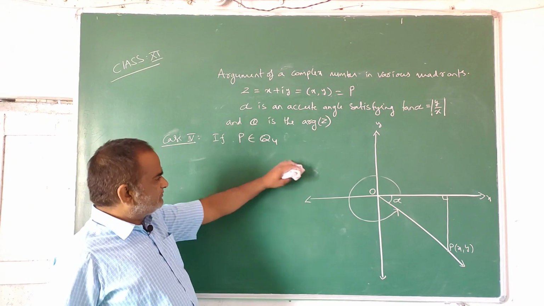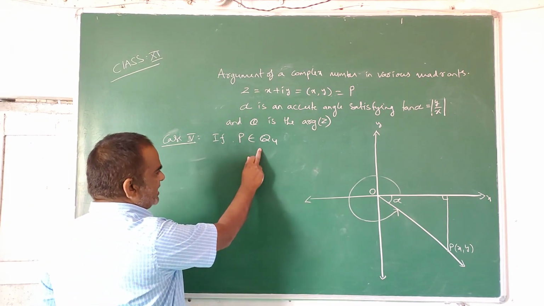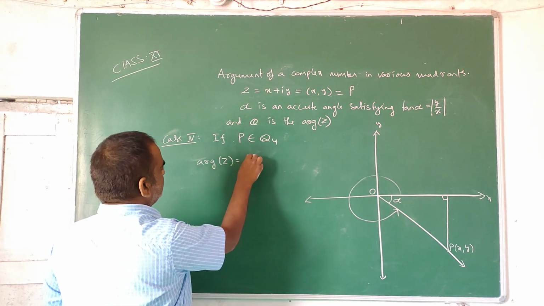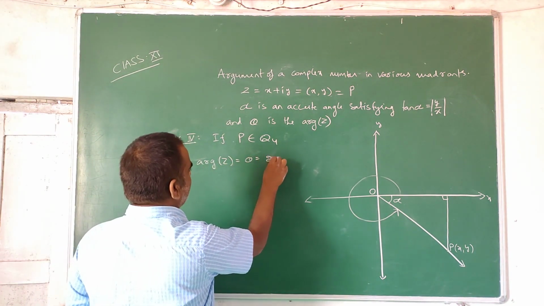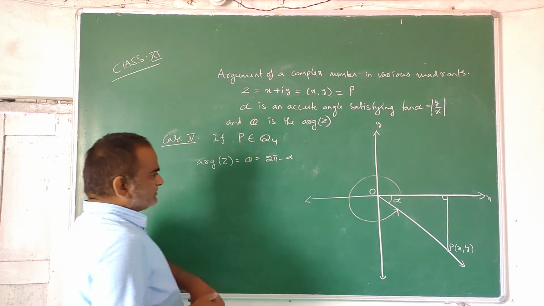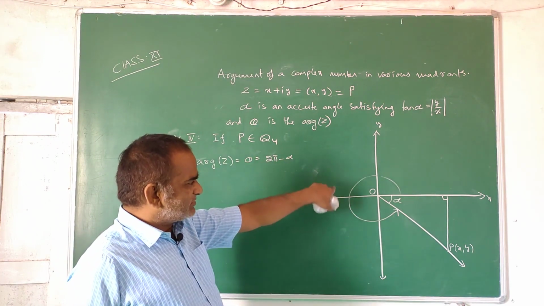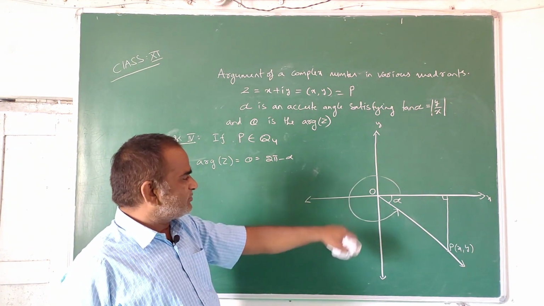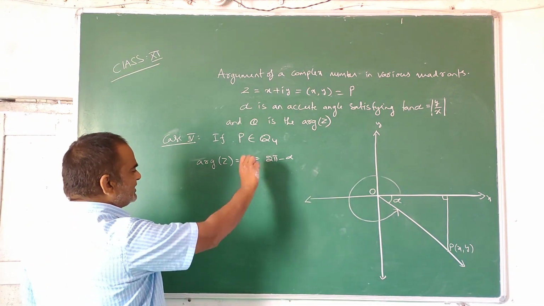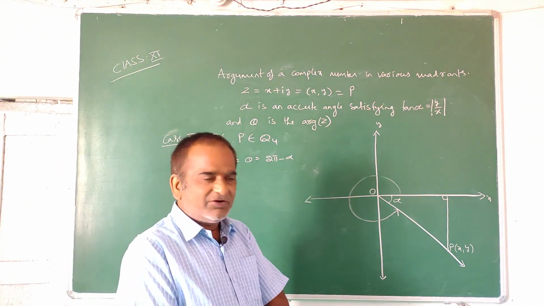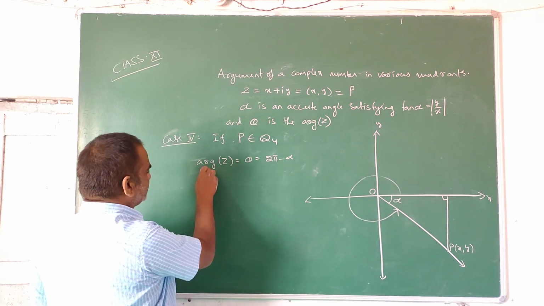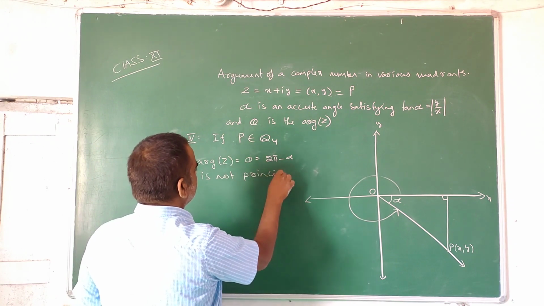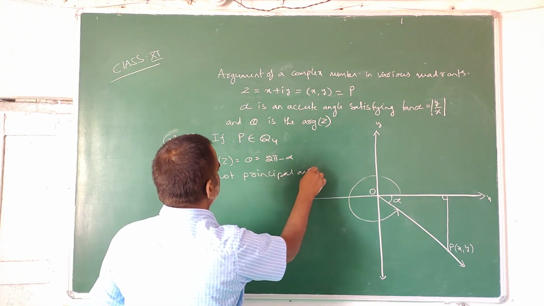And the last case, if the point P is in the fourth quadrant, it is clear that argument of Z, theta, is equal to 2 pi minus alpha. It is very clear. This whole revolution is 2 pi, that part is alpha, so this part is 2 pi minus alpha. But again the same situation will arise: 2 pi minus alpha is not the principal argument.